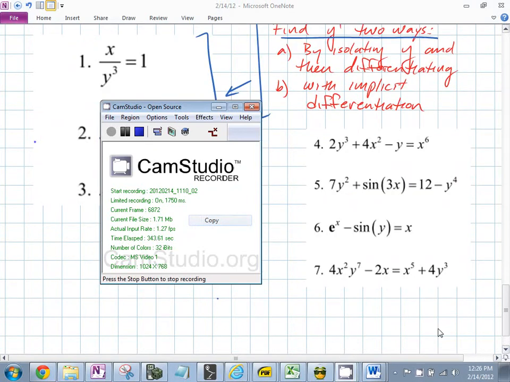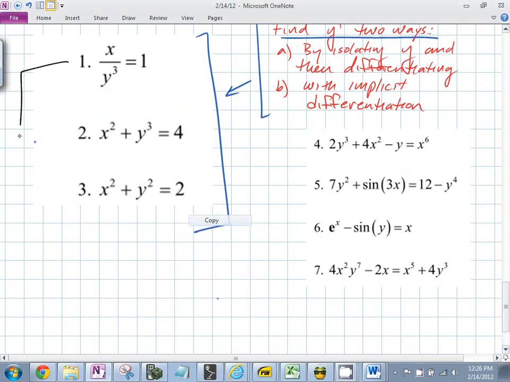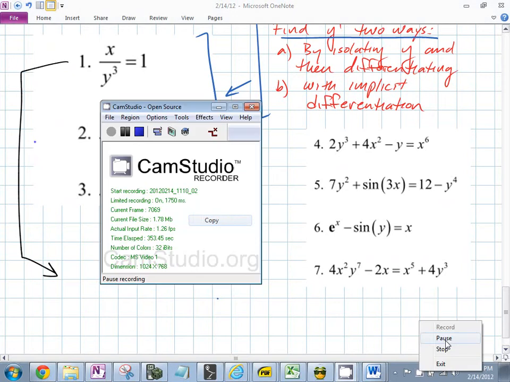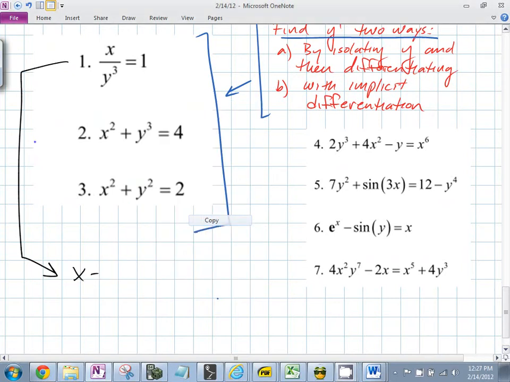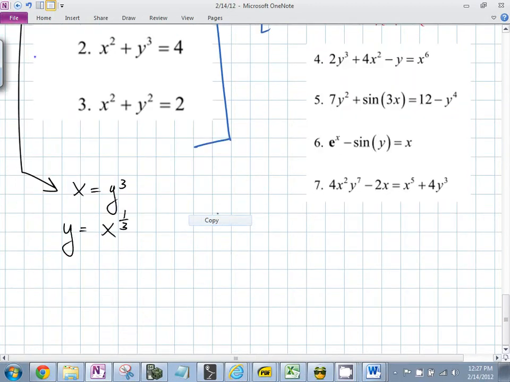How do I isolate y? What do I do first? X equals y cubed. Good. What does y equal? X to the y. Yeah, you said the same thing. That was good. X to the 1/3. Exactly. Good. So what does y prime equal? 1/3 x to the -2/3. It's clean enough, right?